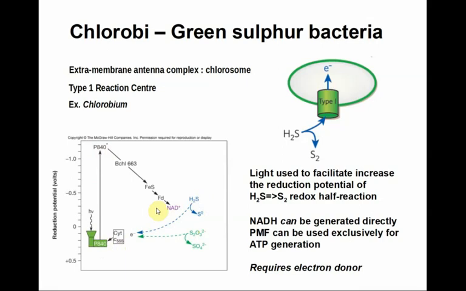What is the advantage of this? Well, it means that you can generate NADH directly from the electrons that come from the sulfide, which is not possible for sulfur oxidizers when they are living as chemolithotrophs. And that means it's more efficient, because the proton motive force doesn't have to be used to produce NADH, it can just be used to produce ATP.